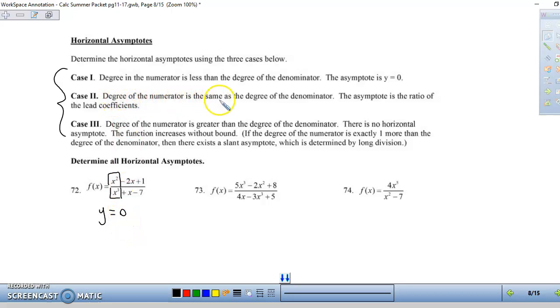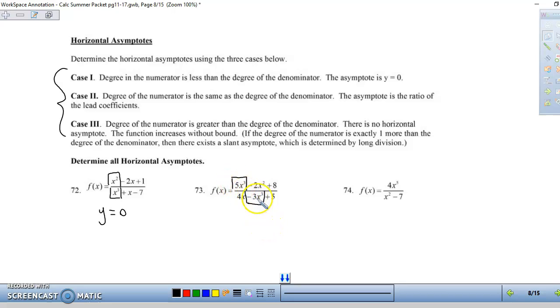Okay, the degree of the numerator is the same as the degree in the denominator. That would be this case. So sometimes the degrees are not in standard order, so you do have to just double check. But here's the degree 3. This is also degree 3.